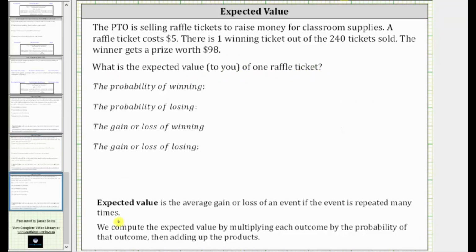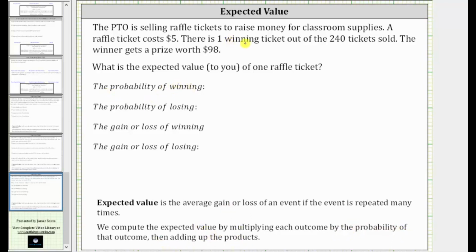To begin, the expected value is the average gain or loss of an event if the event is repeated many times. We compute the expected value by multiplying each outcome by the probability of that outcome, and then we add the products. Let's begin by determining the probability of winning.